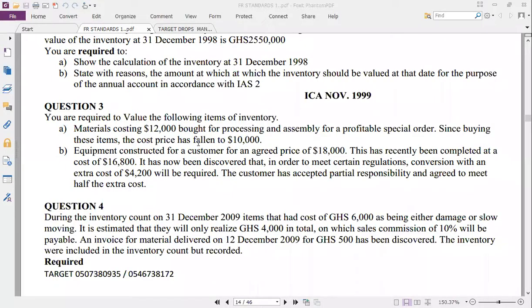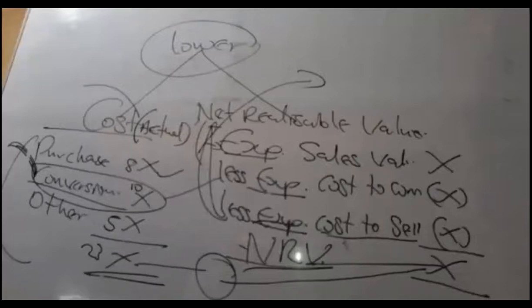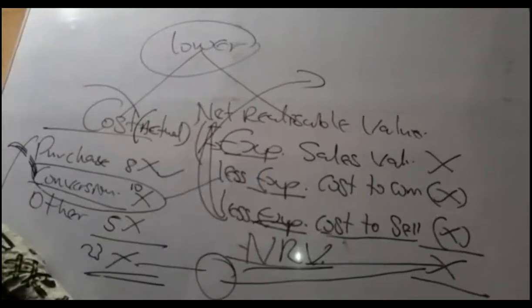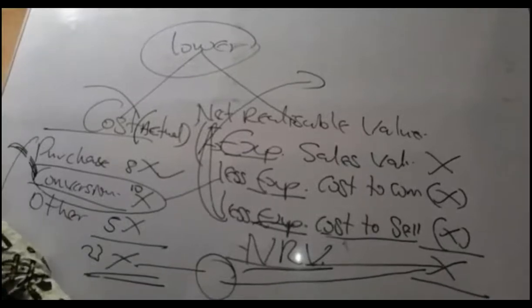So in this question, the cost is 12,000. They bought it for 12,000 because we said that cost is actual if you incurred it. The NRV is expected. But since buying this item, the cost price has fallen from 12,000 to 10,000. So that 10,000 is called replacement cost. If I should replace these goods again, I'll spend 10,000, not the 12,000 I bought them for.